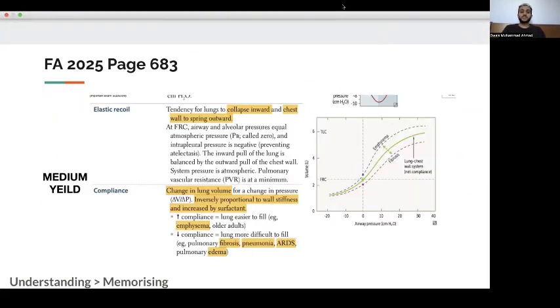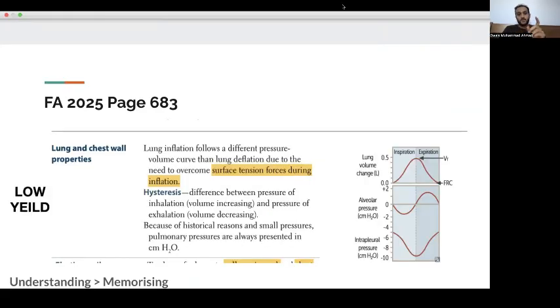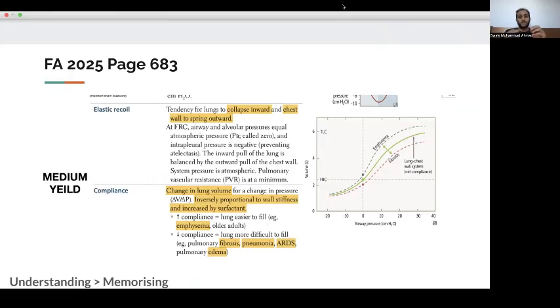Okay, guys, just to give you a quick summary, we need to know that minute ventilation is tidal volume times respiratory rate. Alveolar ventilation is tidal volume minus dead space times respiratory rate. Lung and chest wall compliance, and hysteresis is the difference between inhalation and exhalation. The states where we are going to have more compliance and more expansion are emphysema and normal aging, and less compliance is going to be fibrosis, or pneumonia or ARDS from edema.